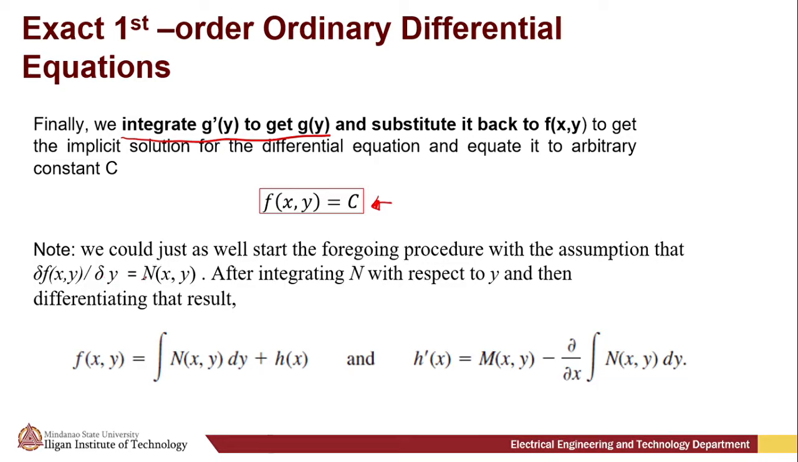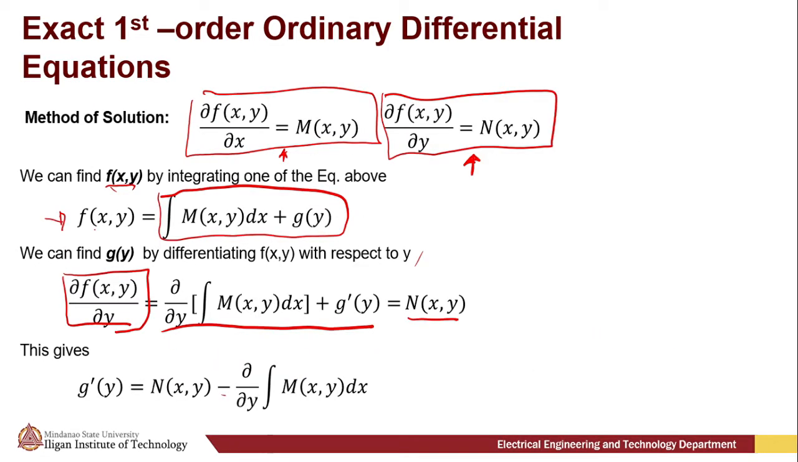So this one is our implicit solution for the exact differential equation. Note, we could just as well start the foregoing procedure with the assumption that the partial derivative of f(x,y) with respect to y equals N(x,y), after integrating N with respect to y and then differentiating the result. At the beginning, we started with the assumption that the partial derivative of f(x,y) with respect to x equals M(x,y), but we can also start with this second assumption.